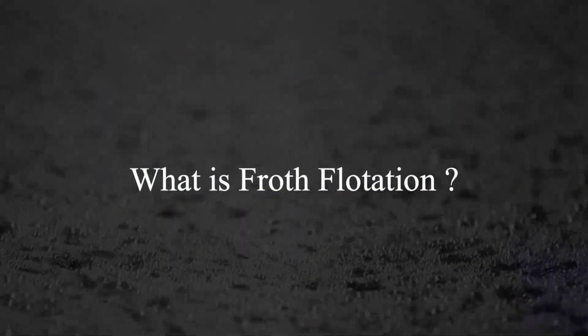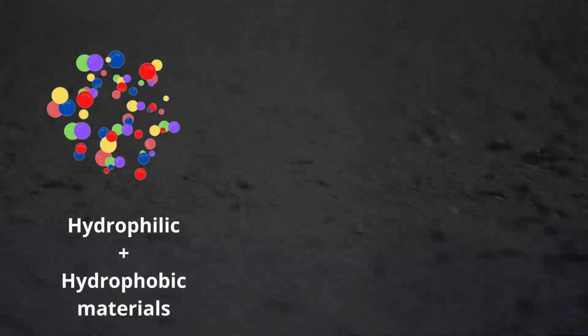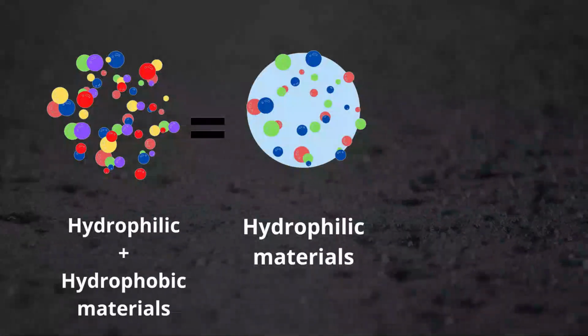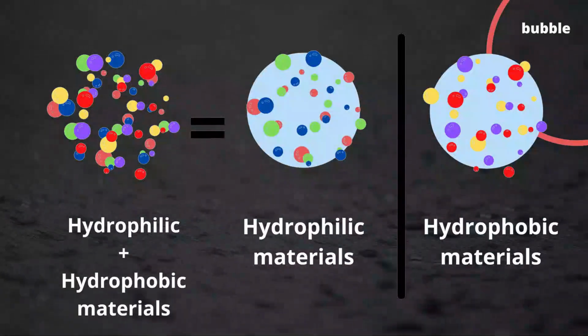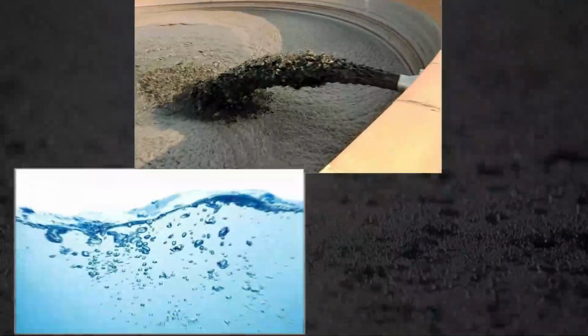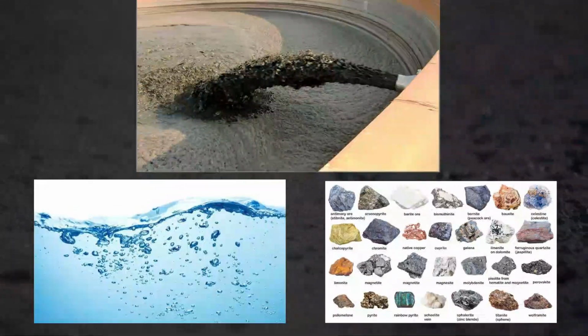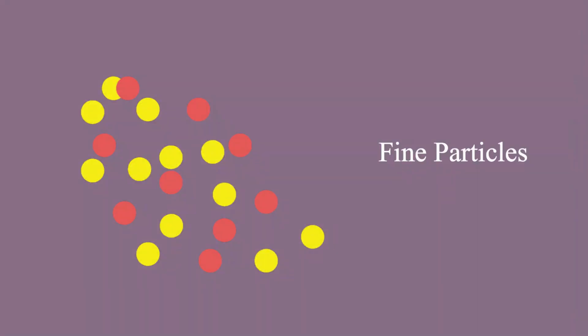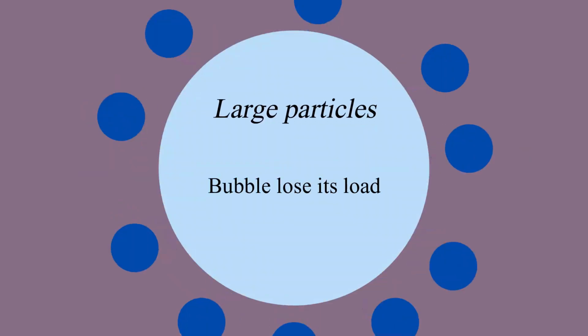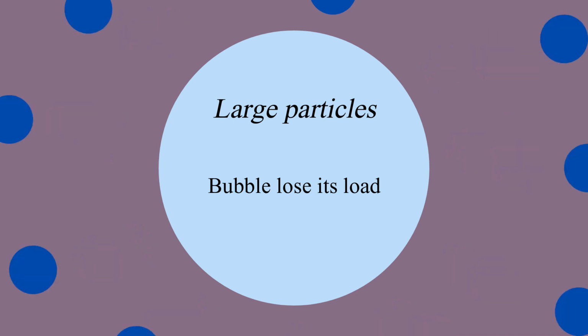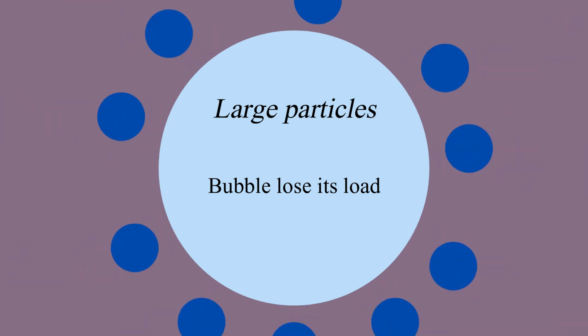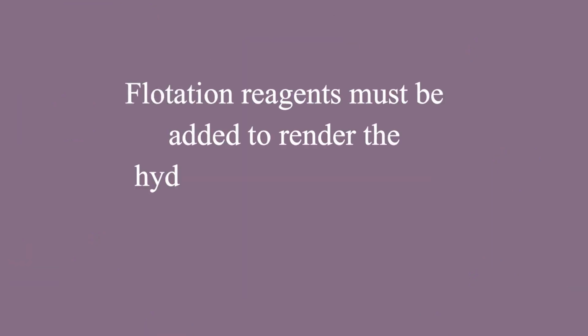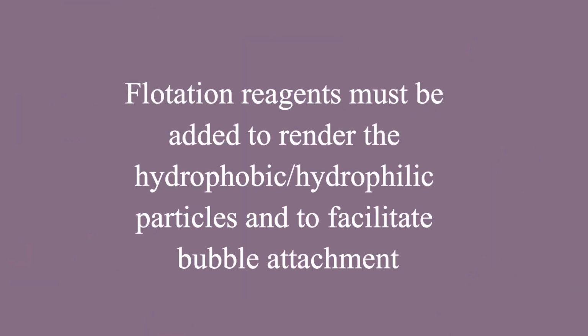What is froth flotation? Froth flotation is a method to separate hydrophobic from hydrophilic materials. It is also a mineral separation process that takes place in a slurry of water and minerals. Froth flotation can only be used for relatively fine particles. If they are too large, the particle-to-bubble adhesion would be less than the particle weight, causing the bubble to lose its load. To render the particles hydrophobic or hydrophilic and to facilitate bubble attachment, flotation reagents must be added.